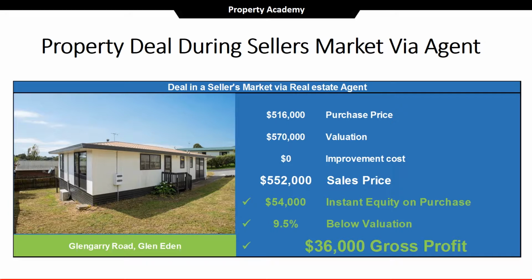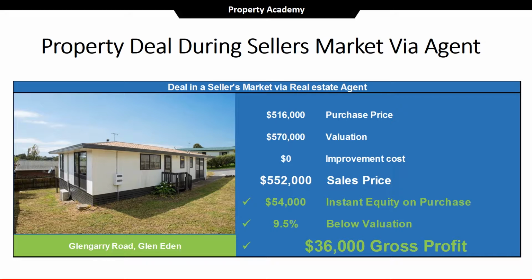Still a very good earn for going out to the property only a couple of times, and I probably spent a total of less than 10 hours on that property to make a gross profit return of 36,000. And I was quite confident buying the property because when I bought it at 516,000, it was actually 9.5% below the valuation of what the property was worth. So in my mind, I was quite confident, and there was no doubt that I was going to be making money on that deal.